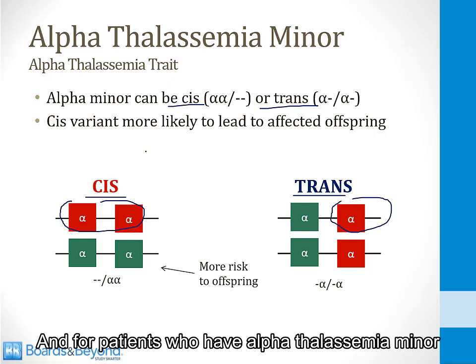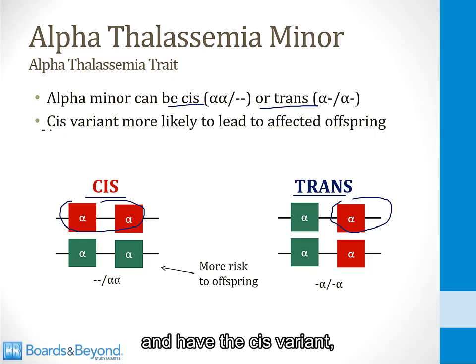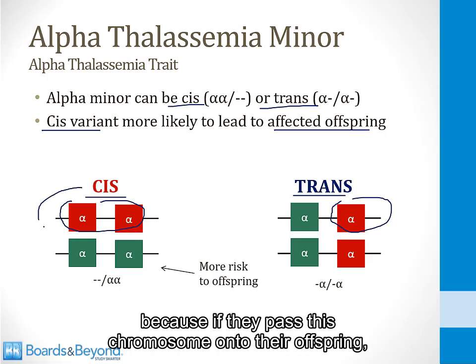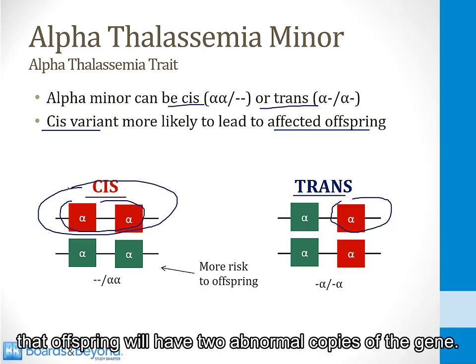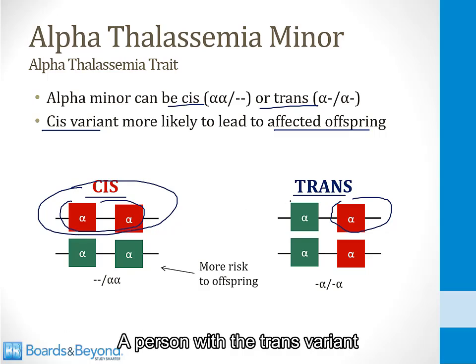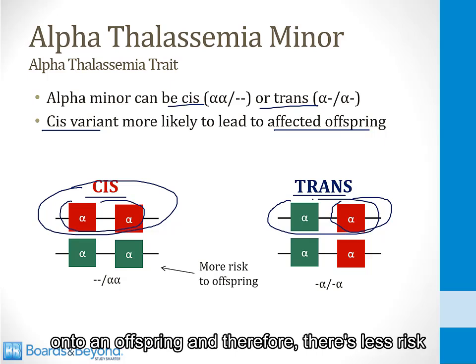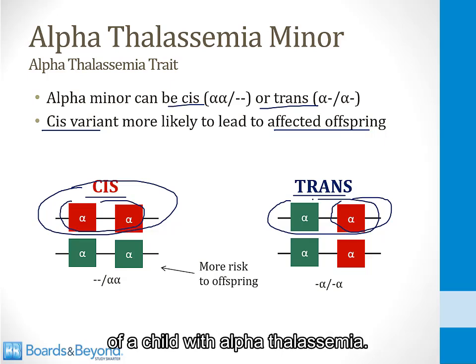And for patients who have alpha thalassemia minor and have the cis variant, there's more risk that they will have an affected offspring, because if they pass this chromosome on to their offspring, that offspring will have two abnormal copies of the gene. A person with the trans variant can only pass one abnormal copy of the gene on to an offspring, and therefore there's less risk of a child with alpha thalassemia.